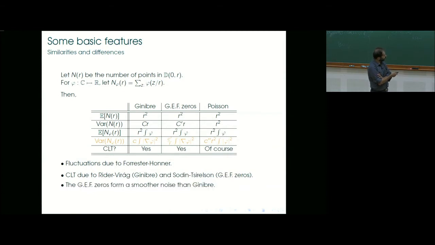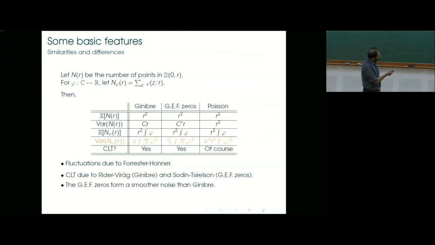So for example, let's take a disk of radius r and calculate the expected number of points. Since there is 1 over pi points per area, and the area is pi r squared, the expected number of points is r squared. In the case of Gaussian entire function zeros, the intensity would be constant, and that constant is 1 over pi. And so the expected number of zeros is actually the same for both. For contrast, I have taken a Poisson process with intensity 1 over pi. That also will have the same expected number of points.